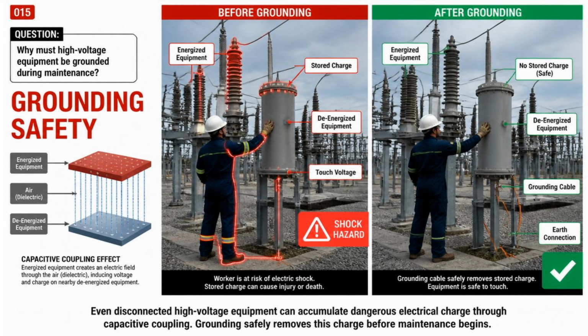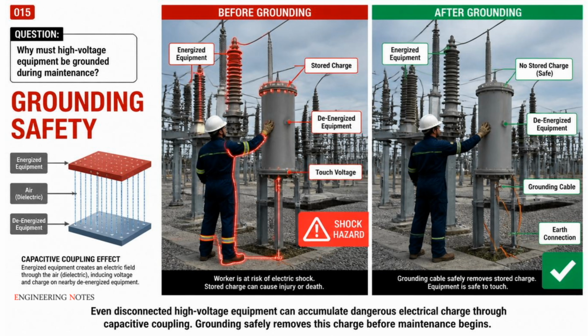Question 15. Why must high-voltage equipment be grounded during maintenance work? Even when high-voltage equipment is disconnected from the power source, it can still become electrically charged due to its proximity to energized equipment. This happens because the de-energized equipment and the energized equipment act like the two plates of a capacitor, while the air between them acts as the insulating material. As a result, electrical charges can accumulate on the de-energized equipment.